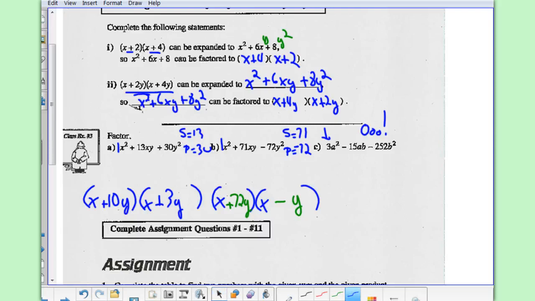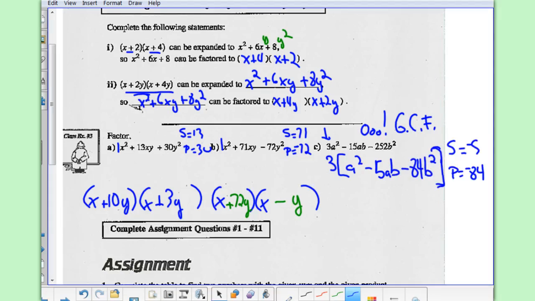And lastly, ooh, we have not a 1 there, so the first thing I do is take out the greatest common factor, and I get 3. You can't take out an a, that's the most. I take out a 3, and I have a squared minus 5ab, and whoa, I can't take out a, oh, can I? Okay, the last one's a little bit of a doozer. So you took out the 3 and you got 3a squared minus 5ab minus 84b squared.